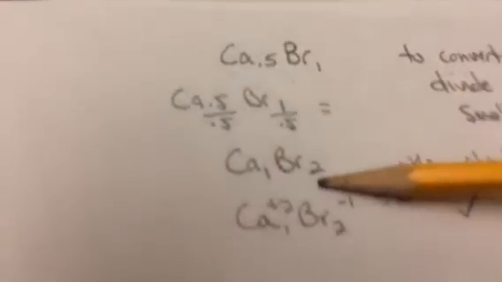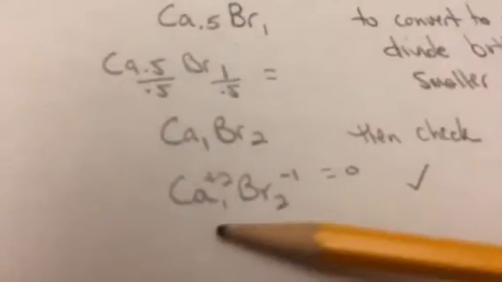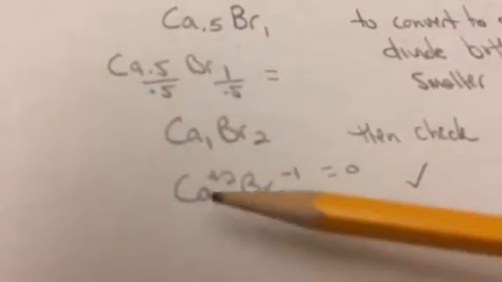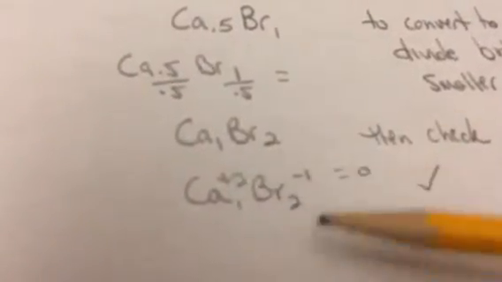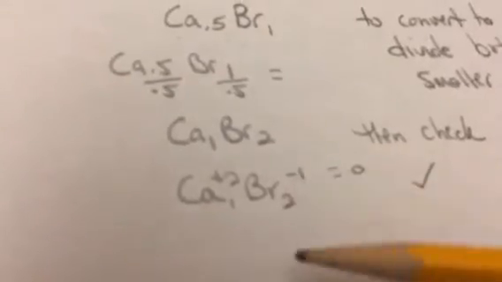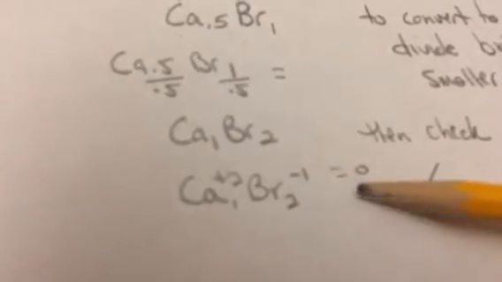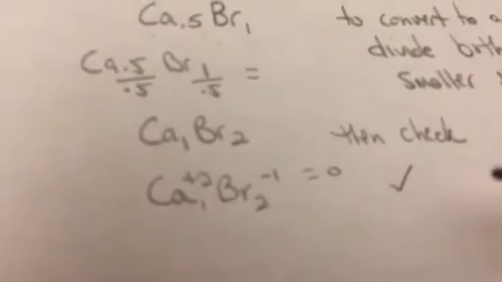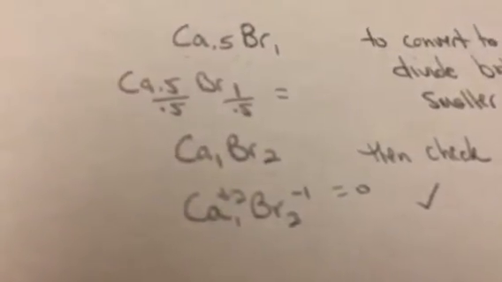You end up with Ca1, Br2, and if you look on your periodic table, you can check it, because calcium is a +2 and bromine is a -1, and you balance. If you're balanced and you check, you have achieved the empirical formula.